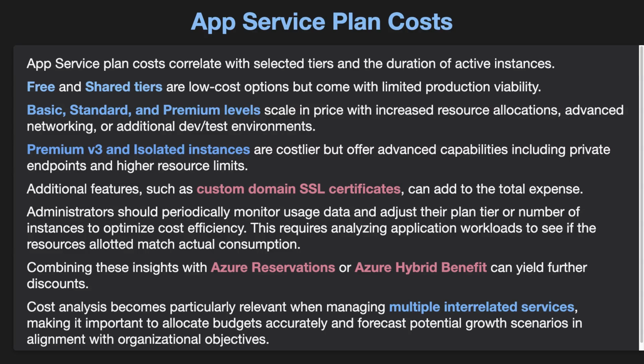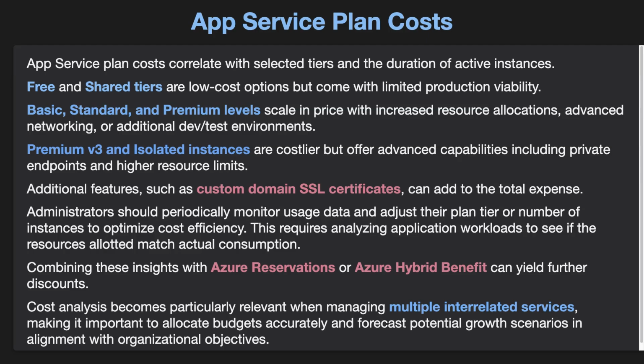App Service Plan costs correlate with selected tiers and the duration of active instances. Free and shared tiers are low-cost options, but come with limited production viability. Basic, standard, and premium levels scale in price with increased resource allocations, advanced networking, or additional dev/test environments. Premium v3 and isolated instances are costlier, but offer advanced capabilities, including private endpoints and higher resource limits. Additional features, such as custom domain SSL certificates, can add to the total expense.